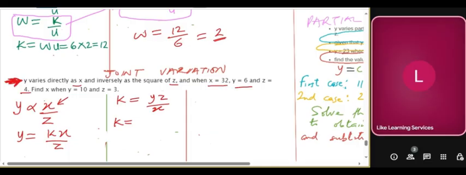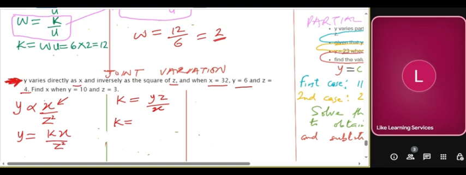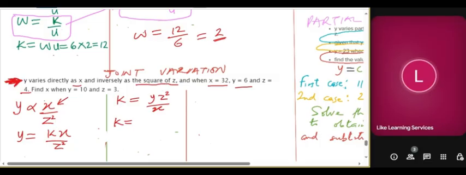Oh no, sorry, it says inversely as the square of z. See, this is actually the square of z. Y varies directly as x and inversely as the square of z. Square of z is actually square of z, not just z. It's directly as x, but inversely as the square of z. I hope we have corrected all that.